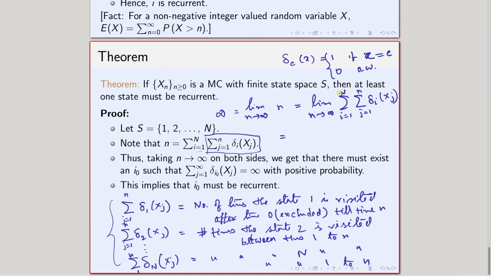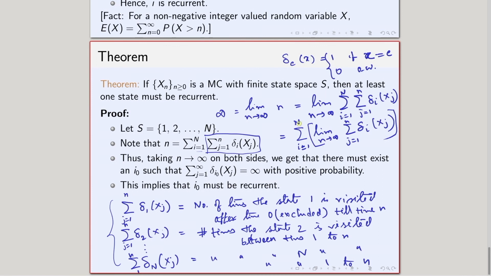Notice that capital N is finite, because the state space is a finite state space. So capital N is a finite integer. So easily I can interchange the limit and the first summation, and I can write this quantity as the sum over i of the limit as n goes to infinity of the summation j equals 1 to small n of delta i x_j. That means I am taking the limit on each of these quantities as small n goes to infinity.